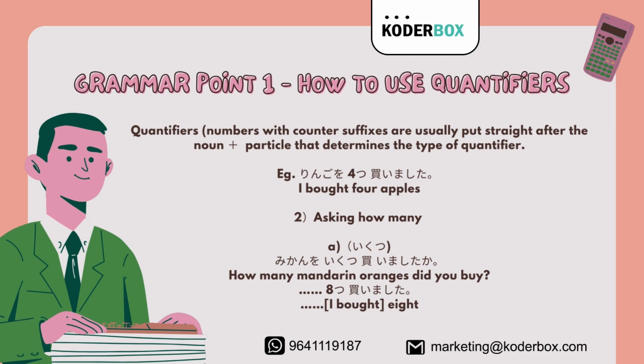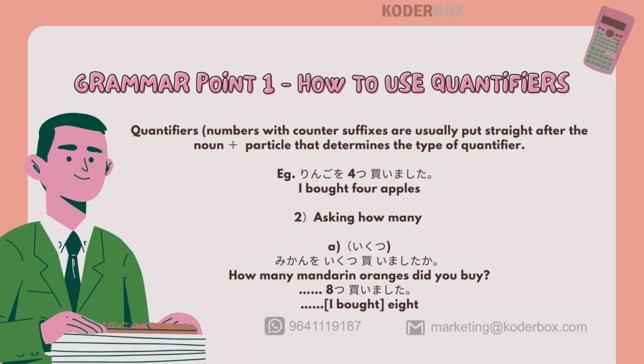Second, asking how many. Ikutsu. Mikan o ikutsu kaimashita ka? How many mandarin oranges did you buy? Yotsu kaimashita. I bought 4.